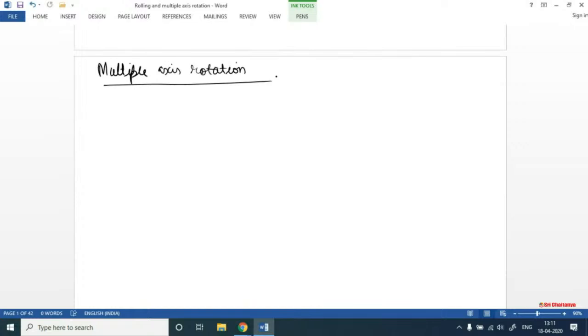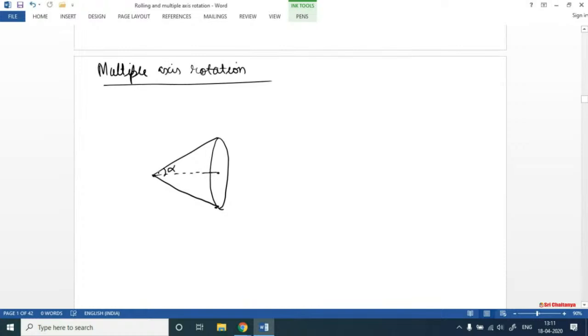Okay, let's take this example. Let's say we have a cone here, a right cone, of apex half angle. Let's say this is alpha.